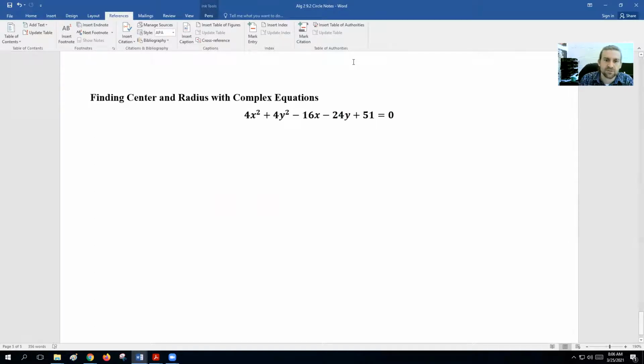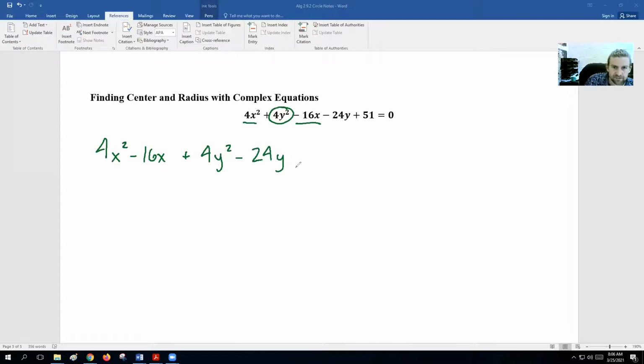Okay, so let's run through this one here. How do we find the center and everything like that? What's the equation of this circle when it's complicated? So let's group them together first. Let's put the x's together: we got 4x squared minus 16x. And let's then do the y's, plus 4y squared minus 24y. And then equals, we're going to move this guy over to the other side, equals negative 51.